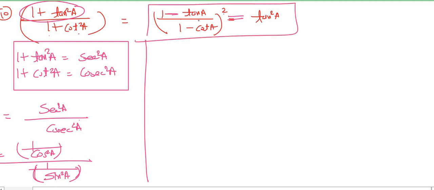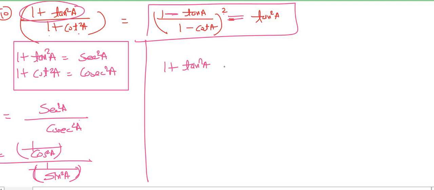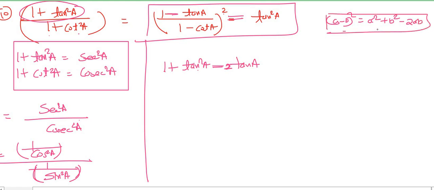So this is the whole square. The whole square means 1 plus tan square minus 2 tan A, correct? Minus 2 tan A. By now you know A minus B square is what? A square plus B square minus 2AB, correct? So there are 3 terms, remember that. Okay? By what is this? 1 plus cot square minus 2 cot A. Till here it's okay. Now what can we do?